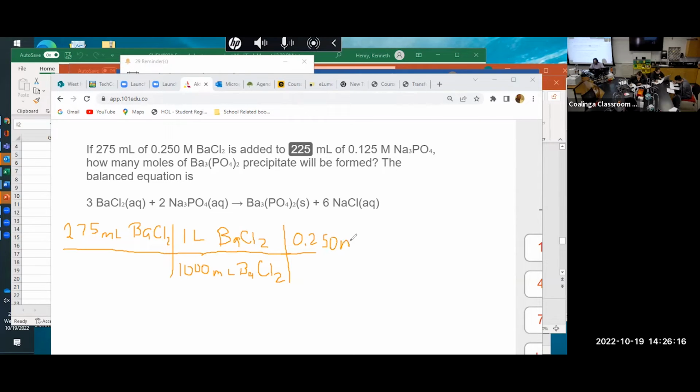So we'll have 0.250 moles barium chloride over 1 liter of barium chloride solution. Okay, so then our liters are going to cancel out. Liters are going to cancel out. And then we would just get moles, right? But we want to take that one step further to figure out how many moles of our sodium phosphate we're going to need to react. Okay.